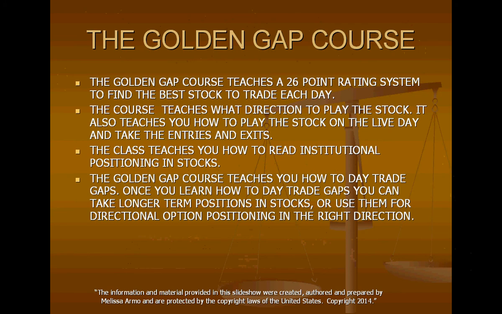So the Golden Gap course teaches a 26-point rating system to find the best stock to trade each day, which helps you focus. This is your plan of action. Otherwise, you get up and you have no idea what to do or what direction to trade. This is the plan of action. This is your trading plan. This is the foundation of it.